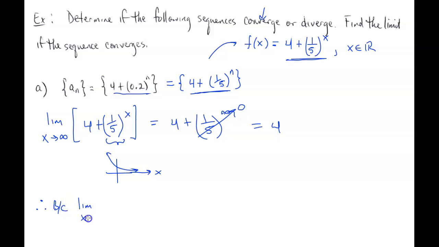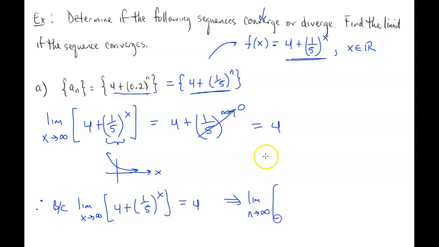Okay. And so therefore, because the limit as x approaches infinity of this particular real valued continuous function ended up equaling a real number, which is another way of saying that the limit exists, this implies that the limit of this corresponding sequence is going to be equal to that same real number. So the limit of 4 plus 1/5 raised to the n is also going to be equal to 4.